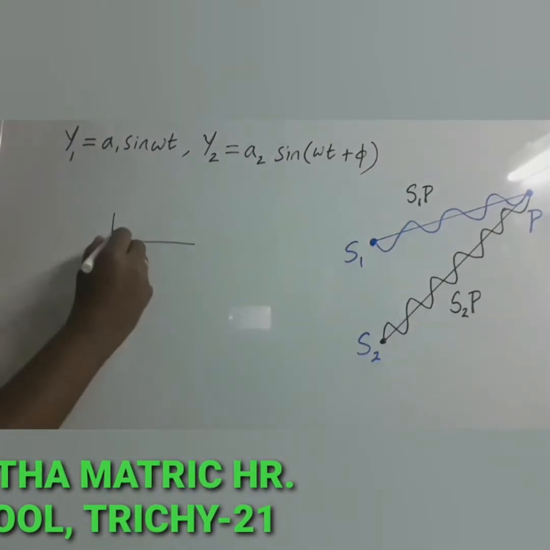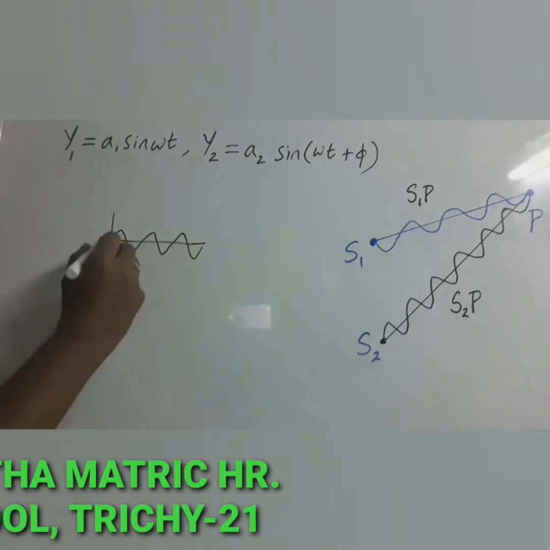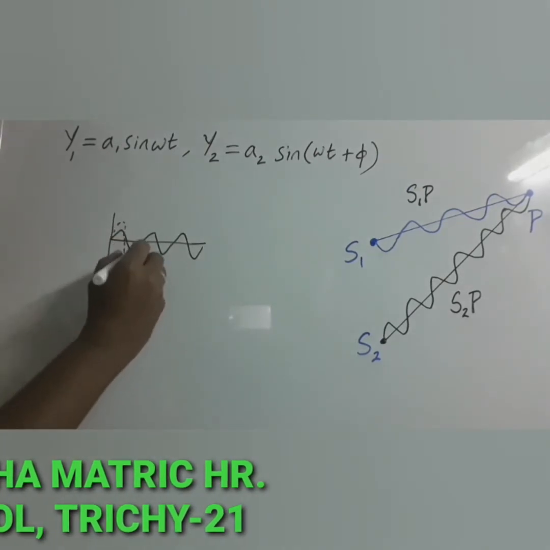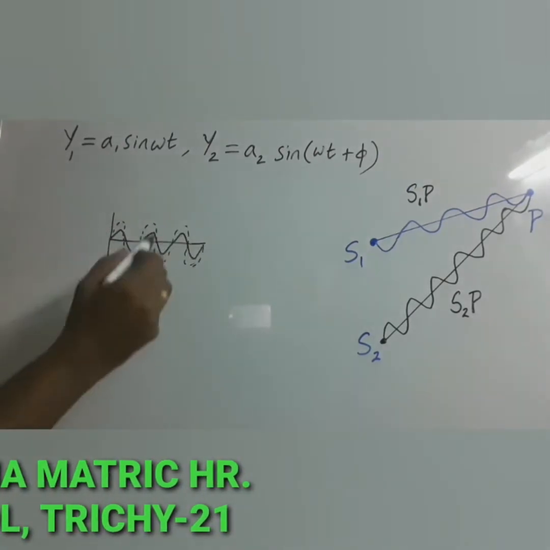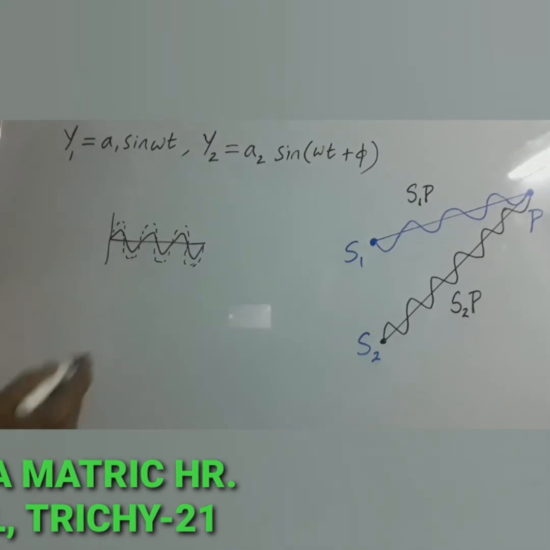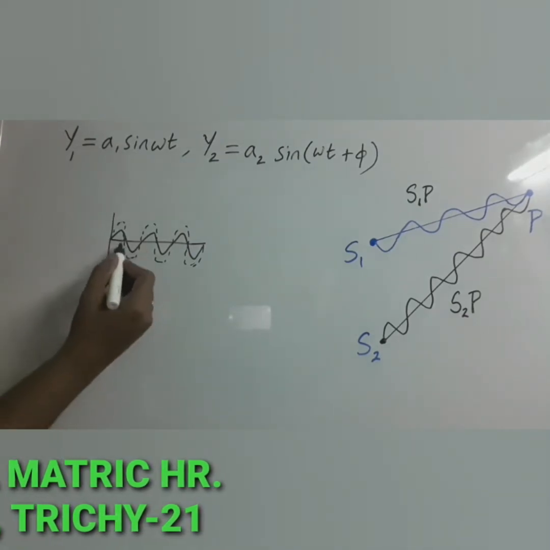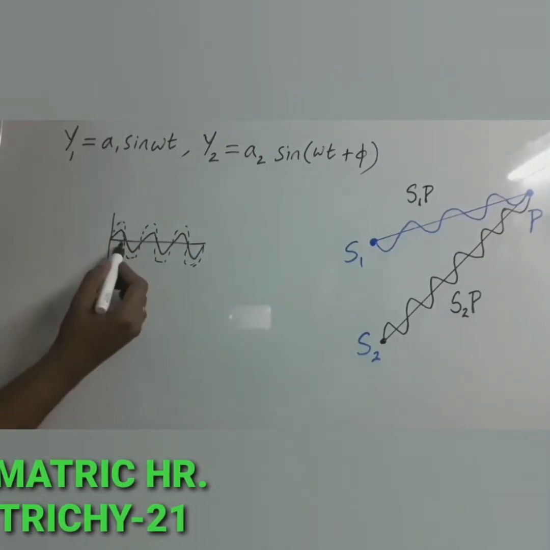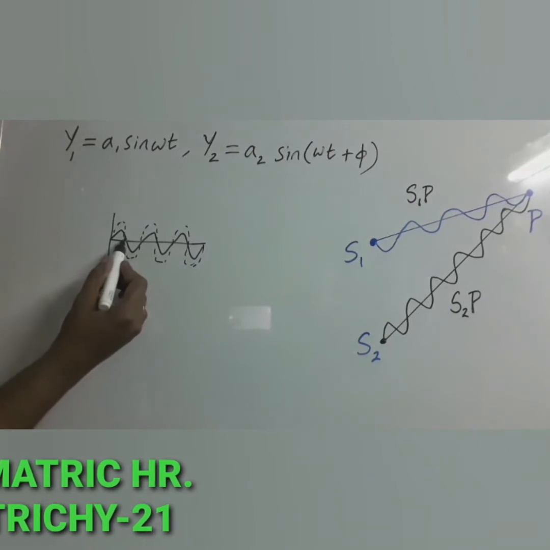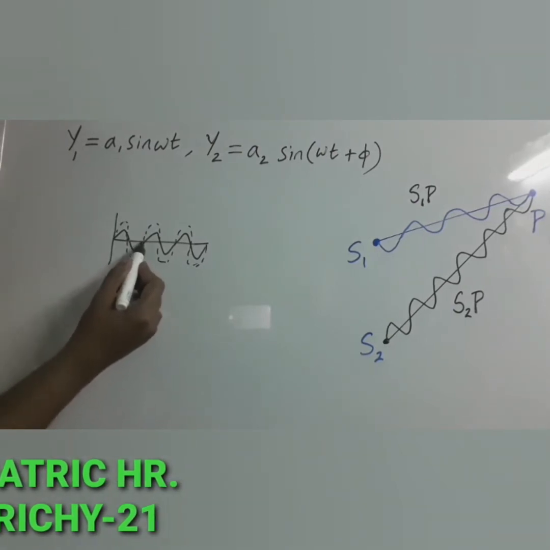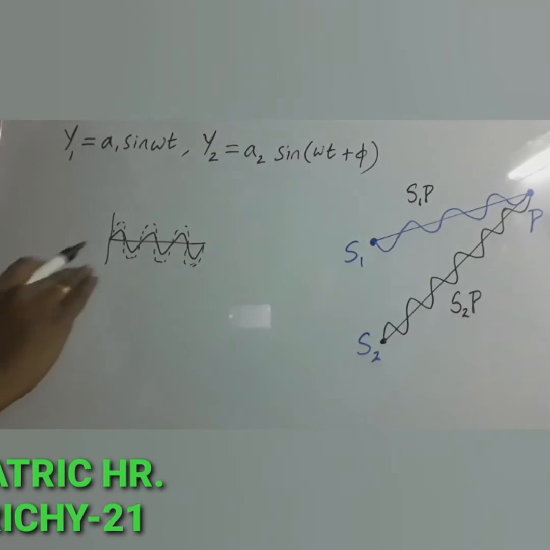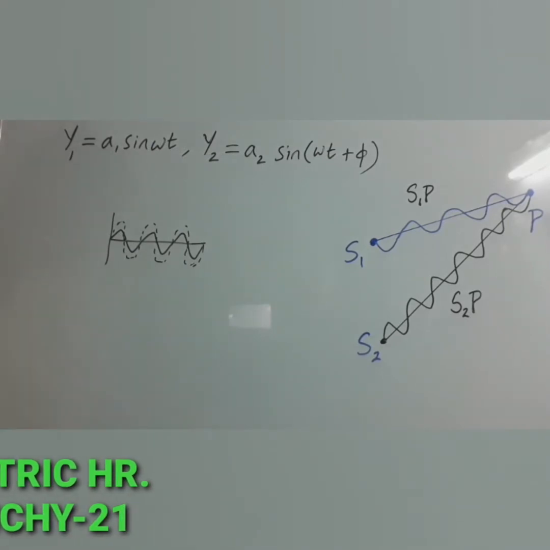Let us take two waves. Here is the first wave, and with the dotted line I am going to represent the second wave. Is there any phase difference between them? There will be no phase difference because both have completed their crest at 180. At 360 they have covered one full vibration. So the phase difference between them is 0.